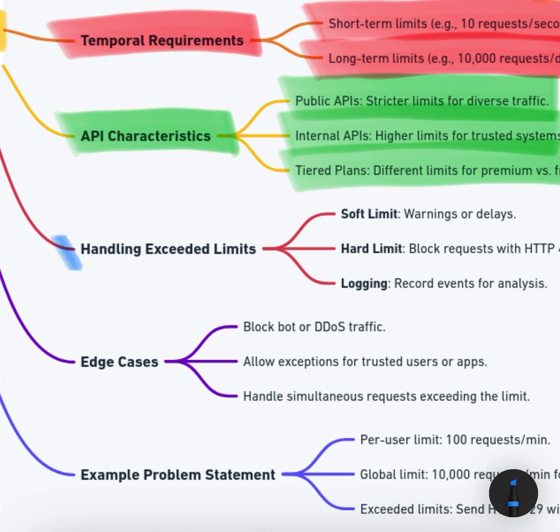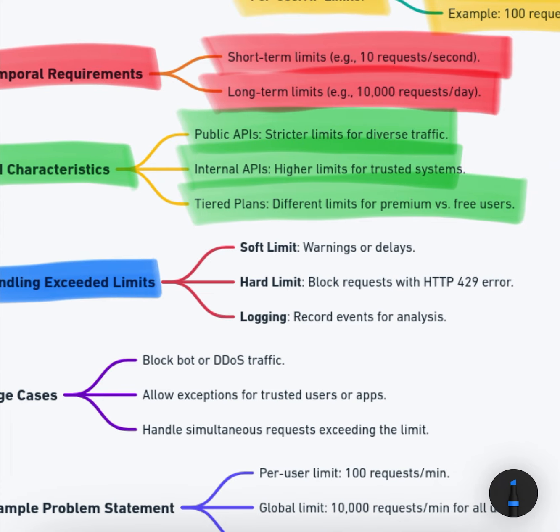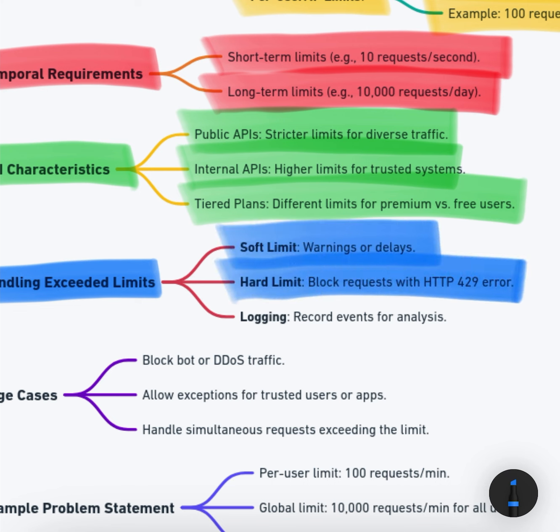6. Handling exceeding limits. Define the behavior for when the rate limit is crossed. Soft limit. Send a warning or add a delay without fully blocking the user. Hard limit. Reject further requests with an error message, e.g. HTTP 429 too many requests. Logging and notifications. Log the events for future analysis or alert the user of excessive usage.